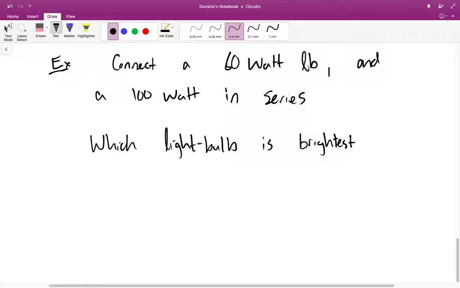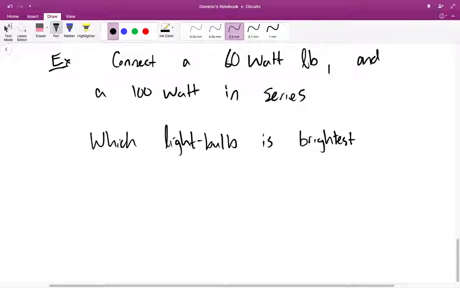Are they the same brightness? Is the 60-watt brighter than the 100? Is the 100 brighter than the 60? Or is there not enough information to determine that in this problem? So try it on your own, and I'm going to provide the solution for you.